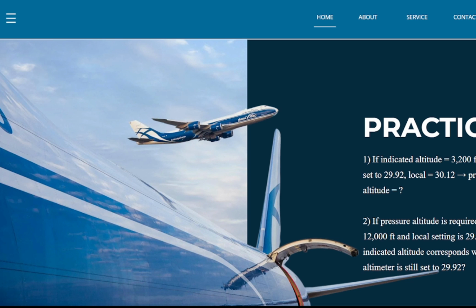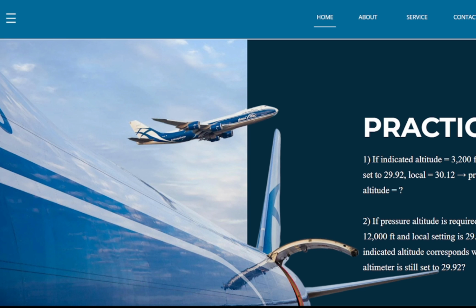Now, let's go into question 2. If pressure altitude is required to be 12,000 feet and local setting is 29.72, what indicated altitude corresponds when altimeter is still set to 29.92?